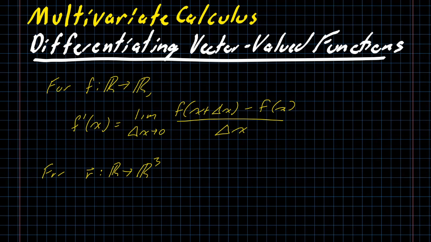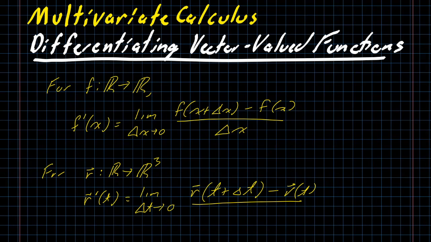So we should have a very similar definition for a vector valued function. And in fact, we will define it exactly the same way. We're going to define r prime of t as the limit as delta t goes to 0 of r of t plus delta t minus r of t all over delta t.